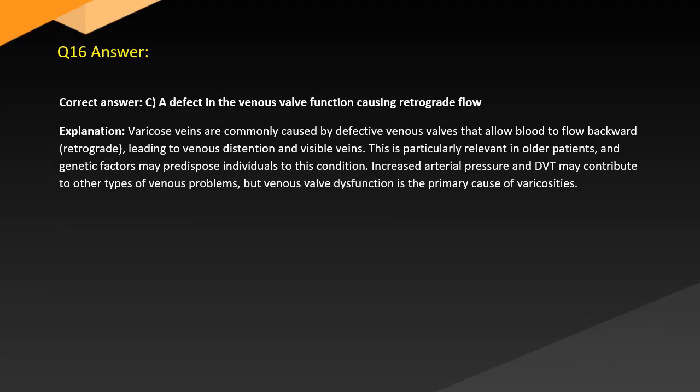Answer. Correct answer: C. A defect in the venous valve function causing retrograde flow. Explanation. Varicose veins are commonly caused by defective venous valves that allow blood to flow backward, retrograde, leading to venous distension and visible veins. This is particularly relevant in older patients, and genetic factors may predispose individuals to this condition. Increased arterial pressure and DVT may contribute to other types of venous problems. Venous valve dysfunction is the primary cause of varicosities.